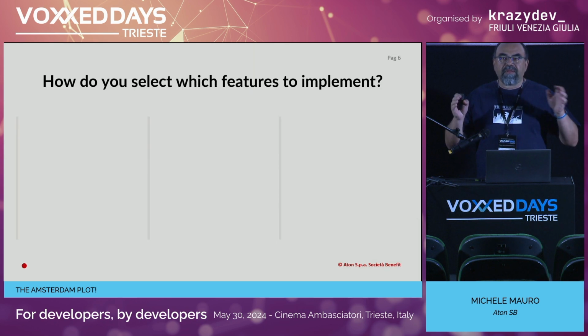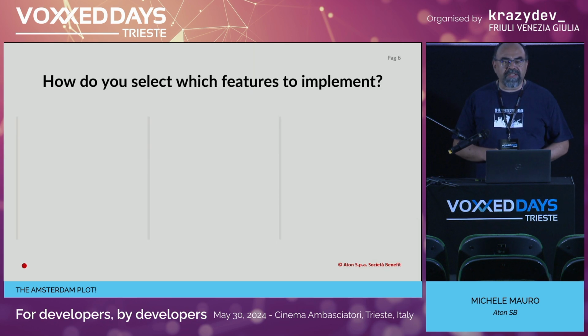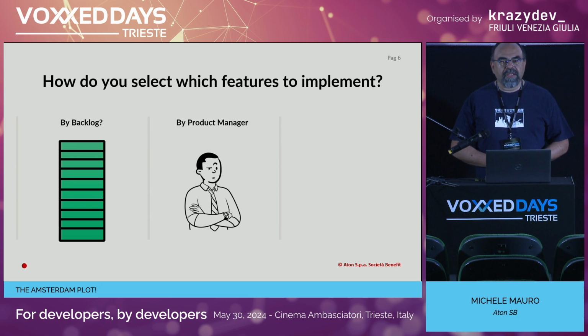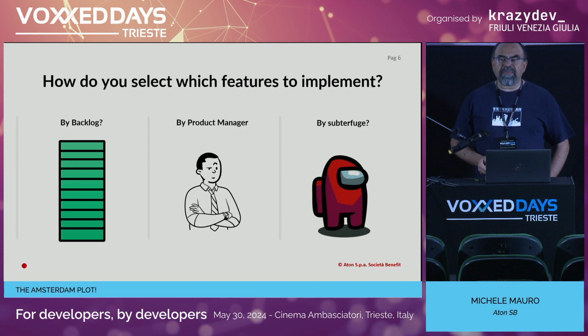So even if we are just a few of us here, how do you choose which features to implement in your projects? Do you have a backlog? Anyone? Or do you have a product manager that tells you what to do? What's the next thing to implement? Do you do it by subterfuge? Do you sneak your favorite feature inside the next release without anyone looking?